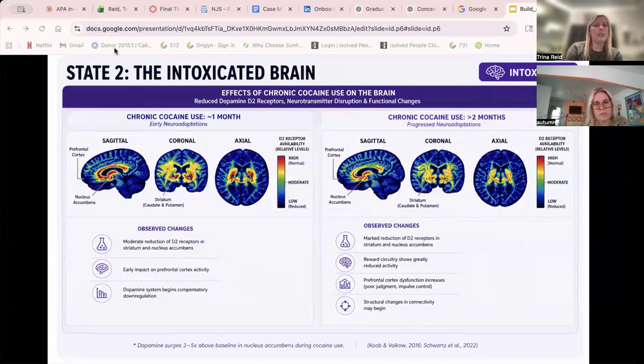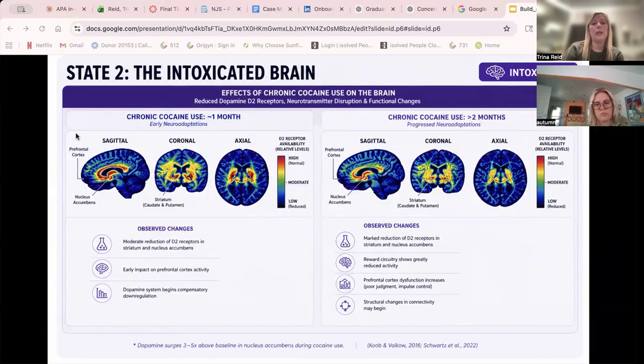Okay, intoxicated brain. Chronic cocaine use disrupts brain function over time, particularly within the dopamine system. Cocaine blocks dopamine reuptake, causing repeated surges of dopamine in the nucleus accumbens, often several times above baseline. In early stages, around 1 month of use, the brain begins to adapt by downregulating D2 receptors in the striatum and nucleus accumbens, and early impairment in prefrontal cortex functioning emerges.